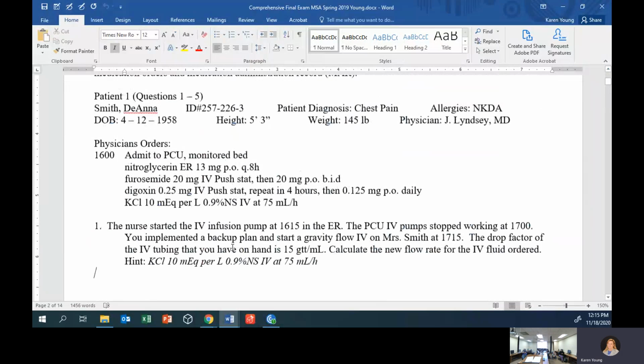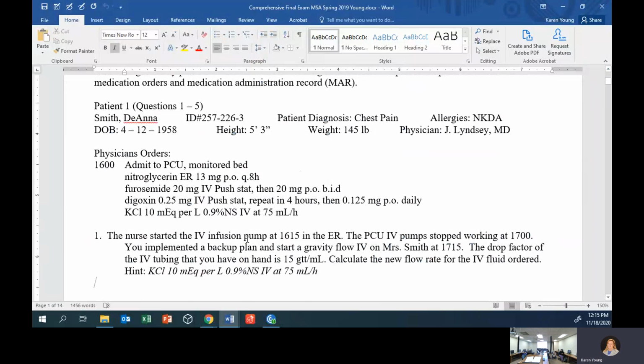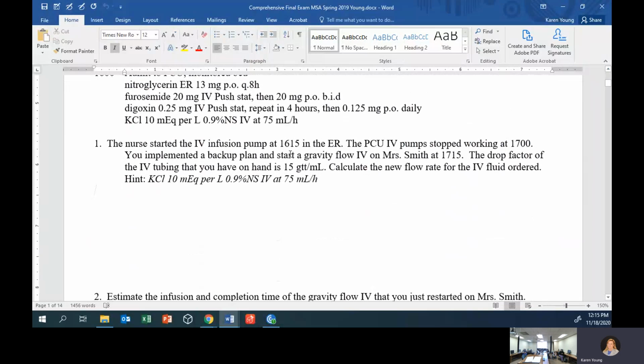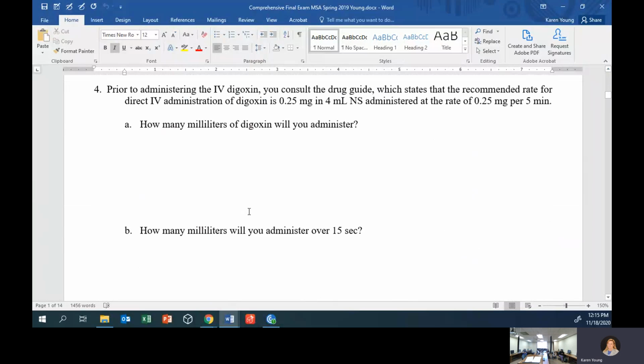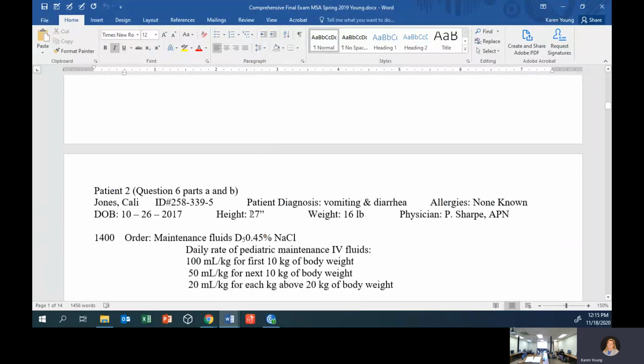Unless you're told otherwise, in some of the reading, these medications were given at 1600, because that's the time here. Now, it tells you right here that they didn't start the IV until 1615. So, a little bit goes into that.